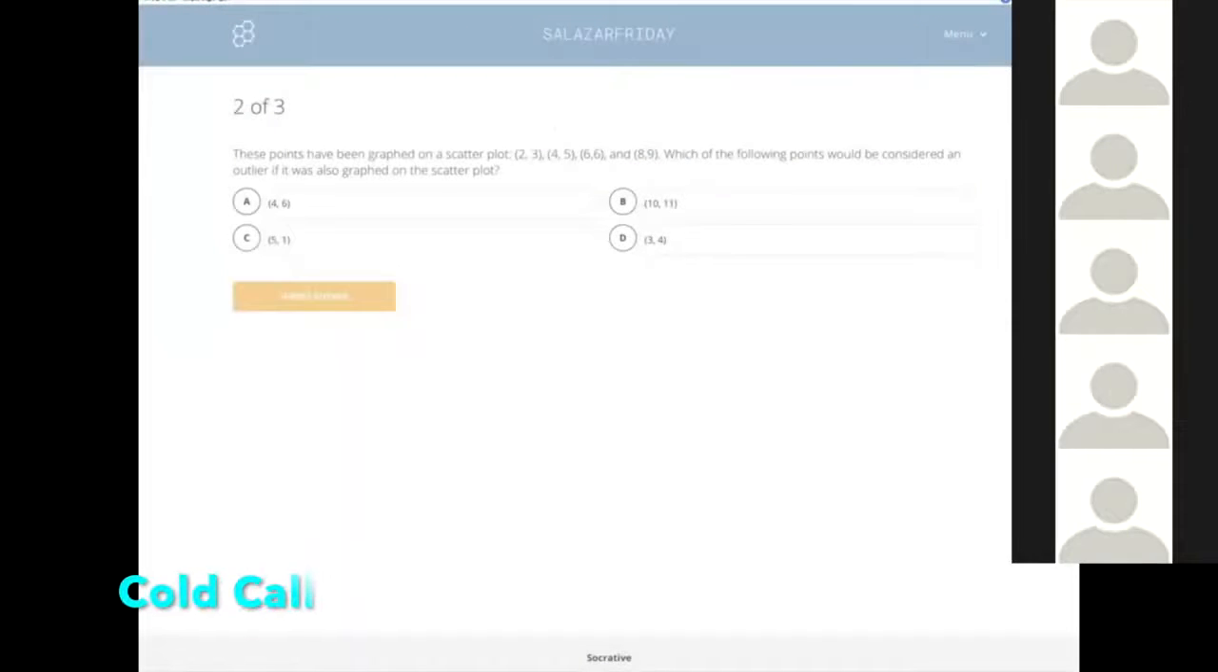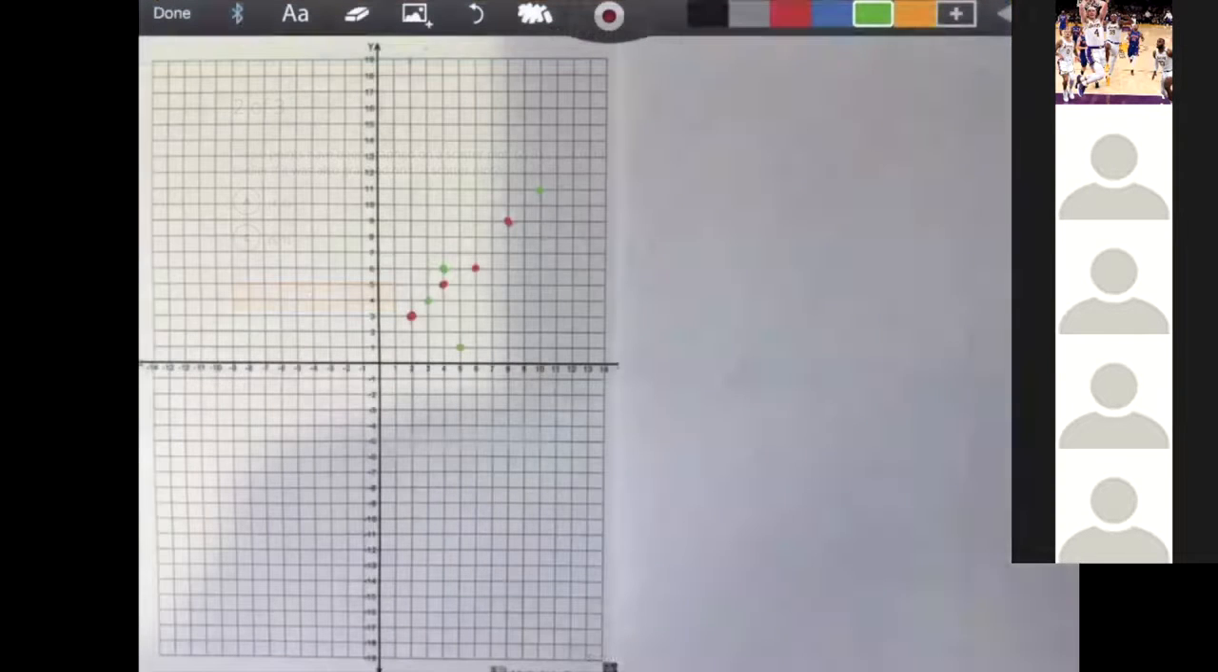Okay, Alma, can you read this one and answer it, please, sweetie? That's okay. These points have been graphed on scatterplot: (2,3), (4,5), (6,7), and (8,9). Which of the following points would be considered an outlier if it was also graphed on the plot? So Alma, which one of those would be considered the outlier?